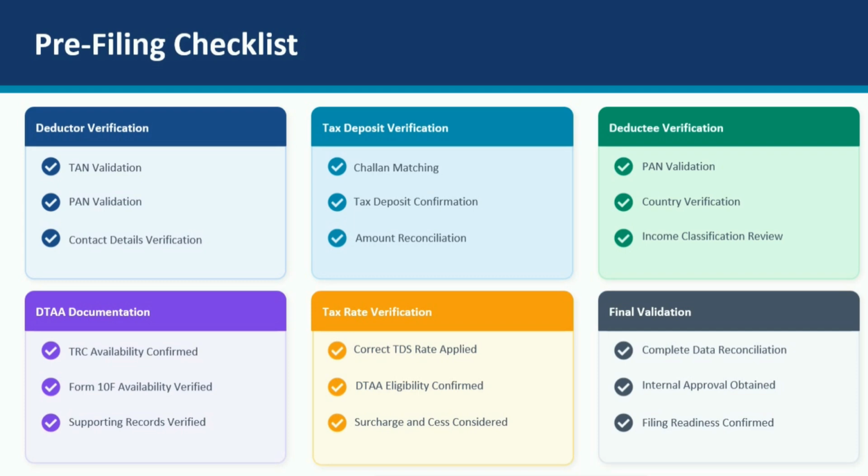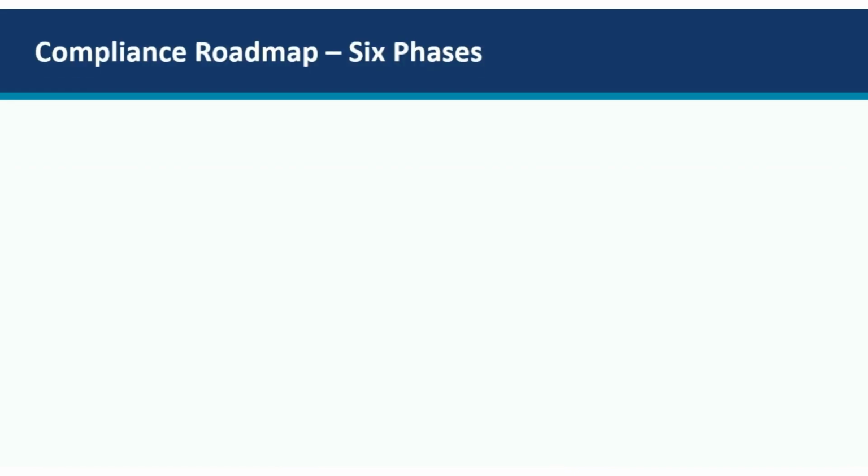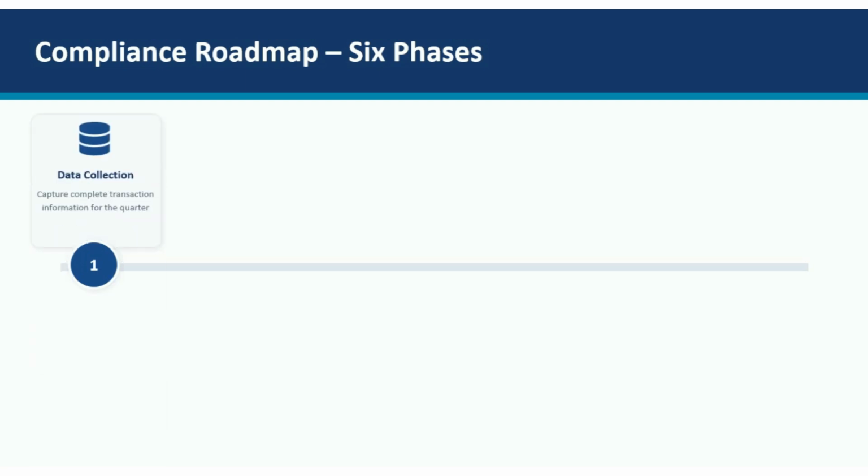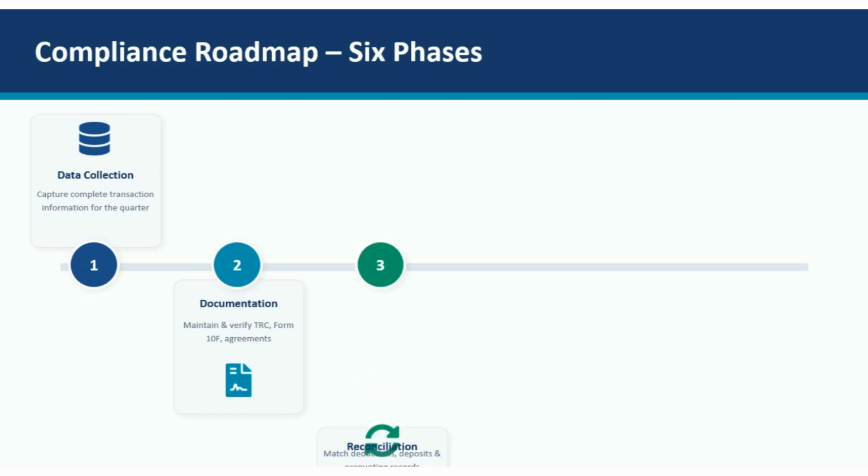To ensure accurate and timely TDS compliance, organizations should follow a structured 6-phase compliance roadmap. It begins with data collection, where all transaction details for the quarter are captured and consolidated. The second phase is documentation, which involves maintaining and verifying essential documents such as the TRC, Form 10F, and relevant agreements. Next comes reconciliation, where TDS deductions, tax deposits, and accounting records are matched to identify and resolve discrepancies.